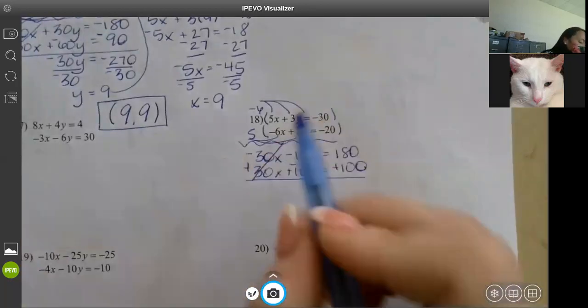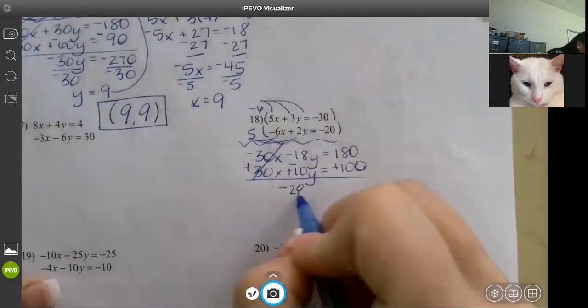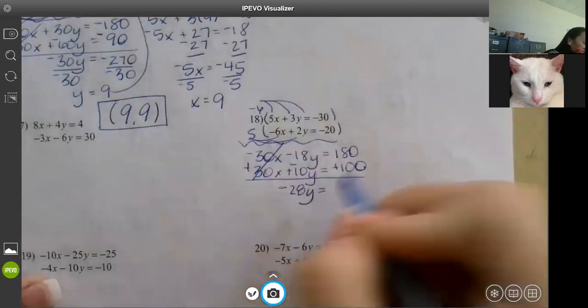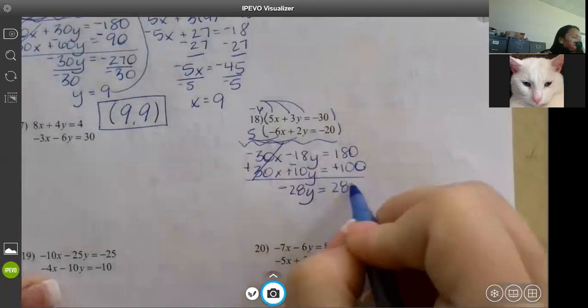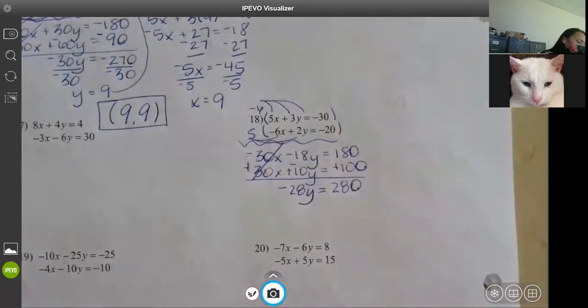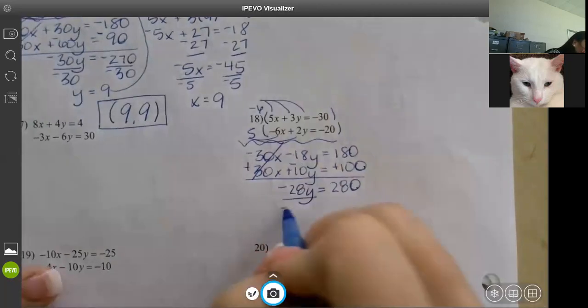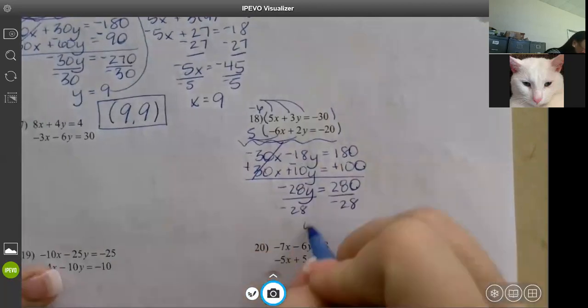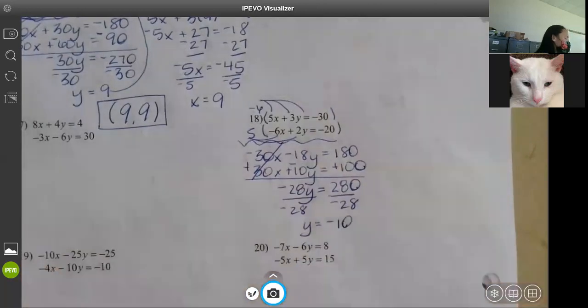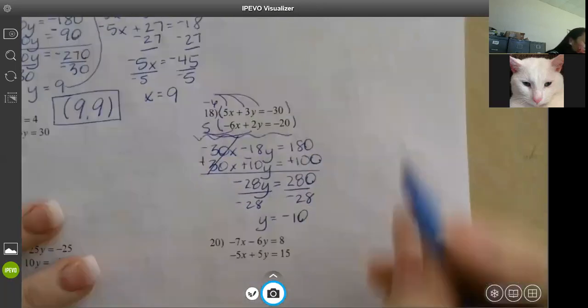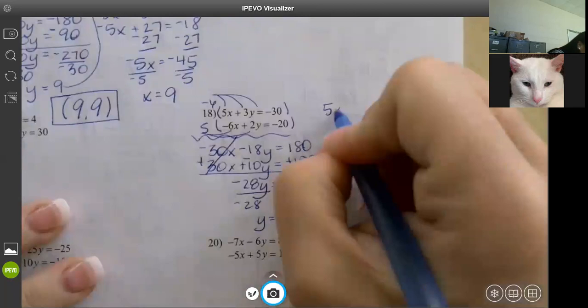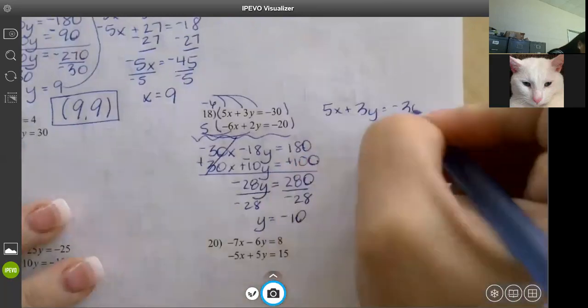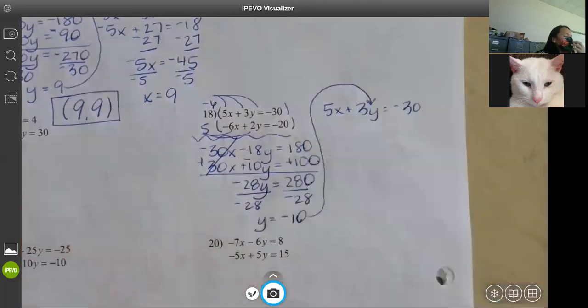Add them up. Negative 18 plus negative 10 is negative 28y. And then 180 plus 100 is 280. We divide by negative 28, and we get y equals negative 10. Doesn't matter which equation you pick. The top one has fewer negatives, so that's the one I'm going to pick. 5x plus 3y equals negative 30. That y is going to be negative 10.